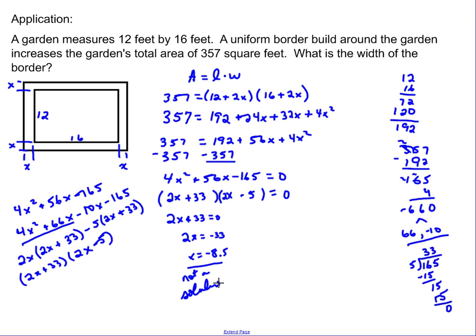What about the other one? Well, 2x minus 5 is equal to 0 when 2x is equal to 5. And dividing both sides by 2 gives me 5 halves, which is the same thing as saying 2.5. So our border looks like it should be 2.5 feet wide on every side.